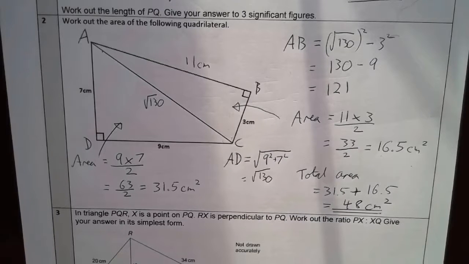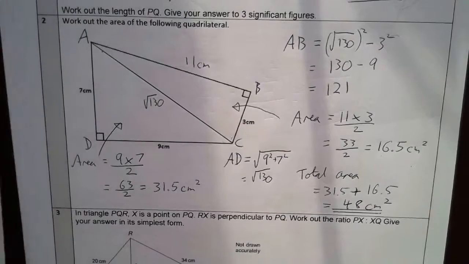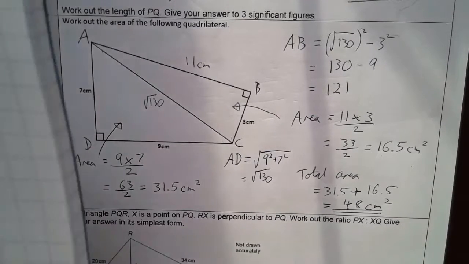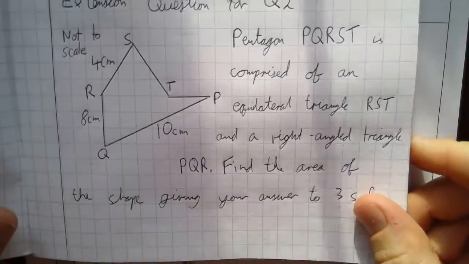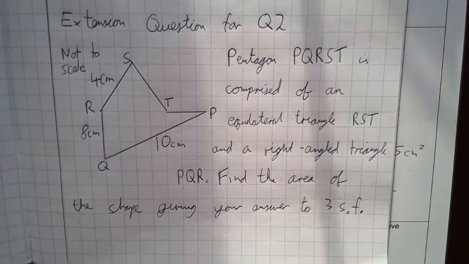I'm going to set an extension question for you to do on the next space in your book, and mark it out clearly as extension question for question 2. And I'm going to read it out in case you're struggling with my handwriting. I need you to copy this and to complete it as part of your homework. So here it is. Okay, I'll read it out. Extension question for question 2.